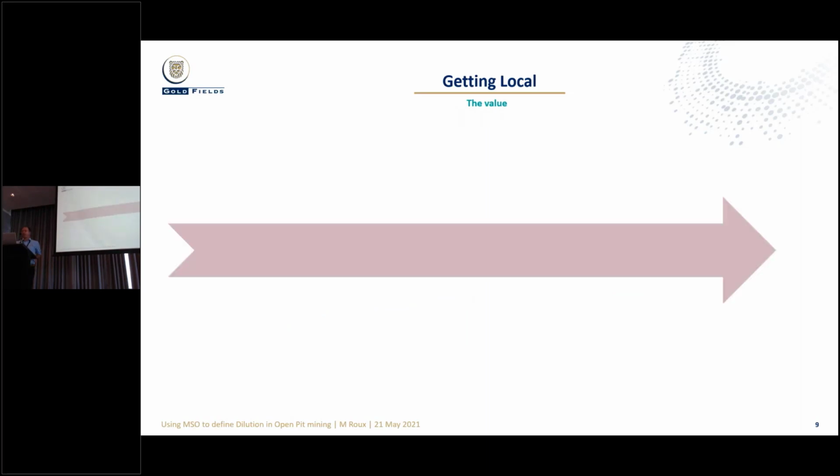So the value of getting local, in summary, ultimately preserves the short-scale variability of the ore body. That's what we're trying to do. It also provides increased resolution in other reconciliation data sets, so we can monitor things like internal dilution or external dilution on a local basis as well.